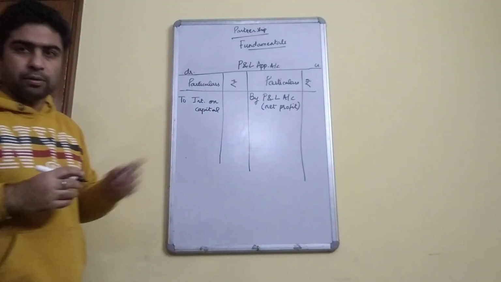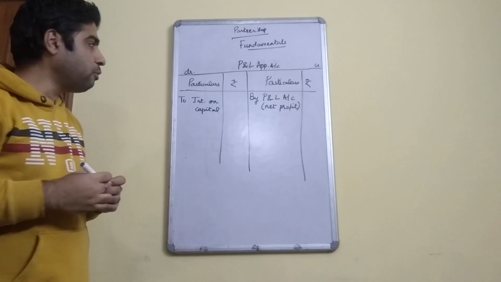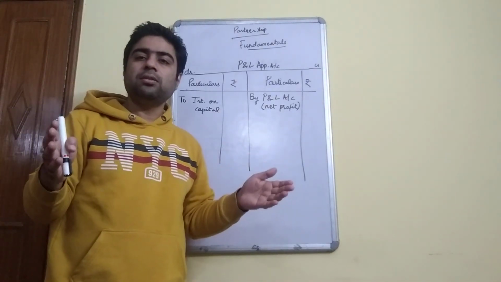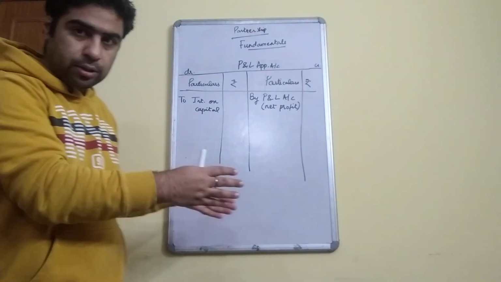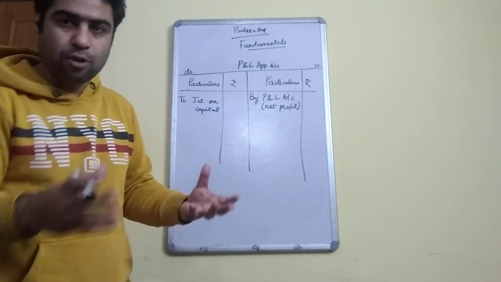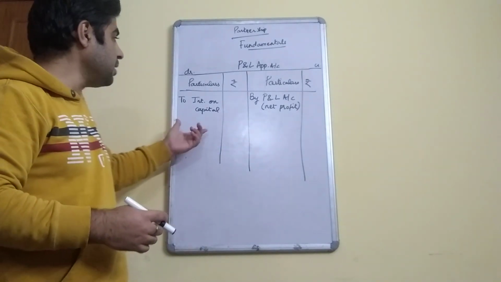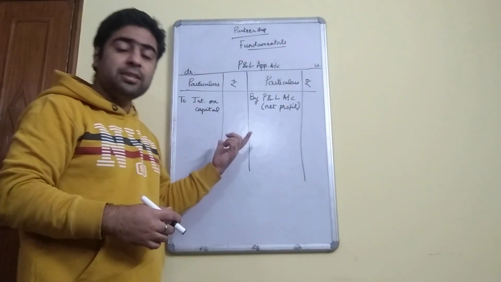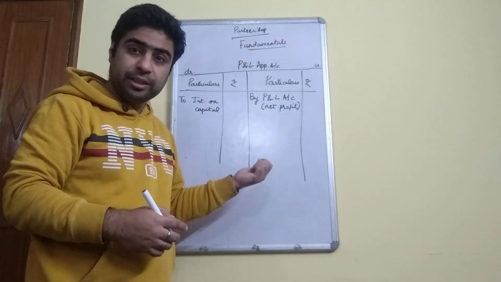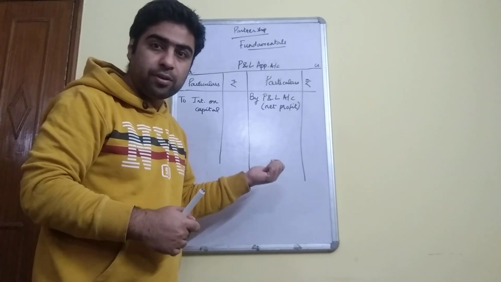So one component is this. What does interest on capital mean? Interest on capital is basically when a partner has invested money into the partnership firm in the form of capital, then that partner is eligible to get yearly interest on his capital.